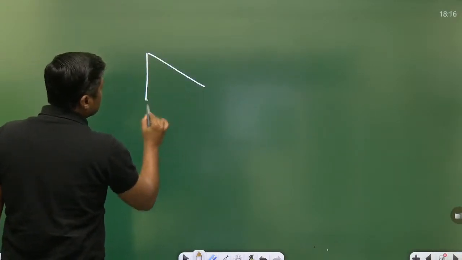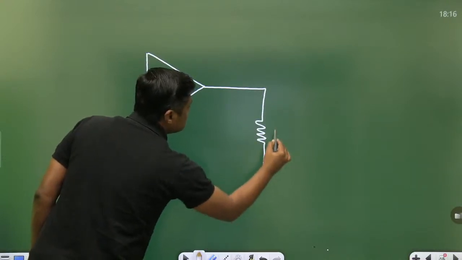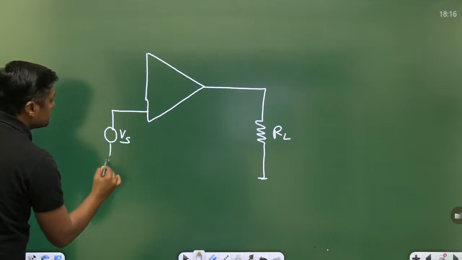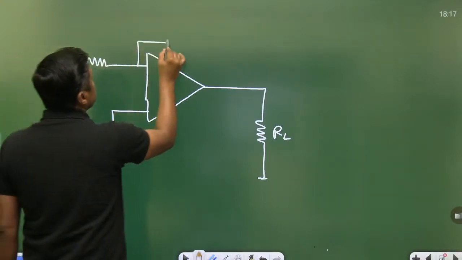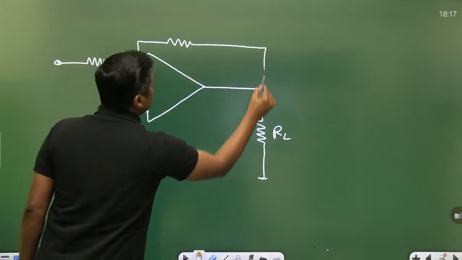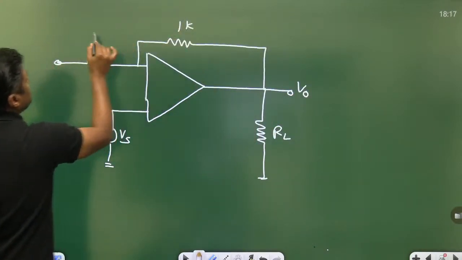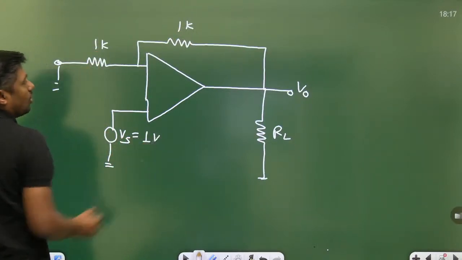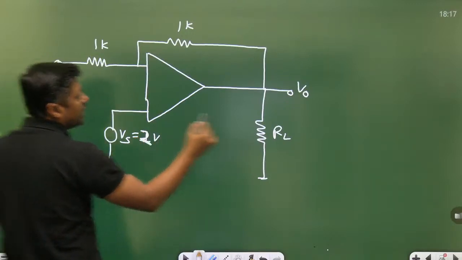Always remember, this is the RL. And when Vs is connected here, like this question, here we are getting the V0. This is 1 kilo ohm, that is the 1 kilo ohm, this is the ground, this is the 1 volt. And this is the 2 volt, sorry, 2 volt, and that's why we are getting the 4 volt here.